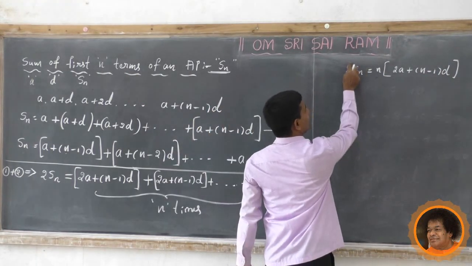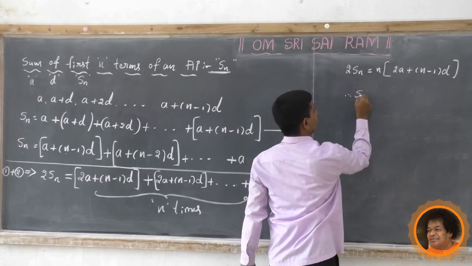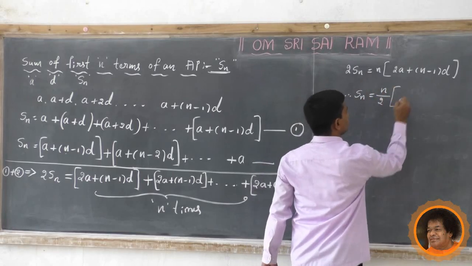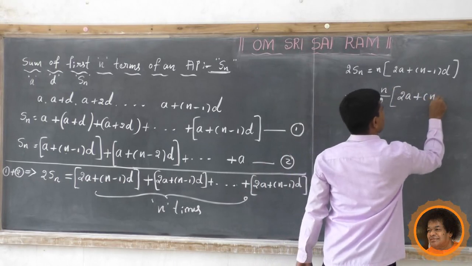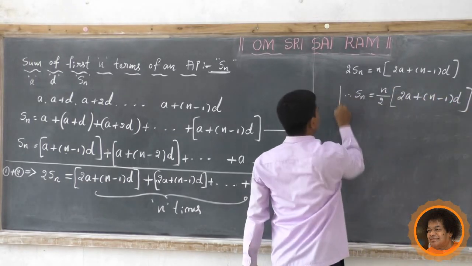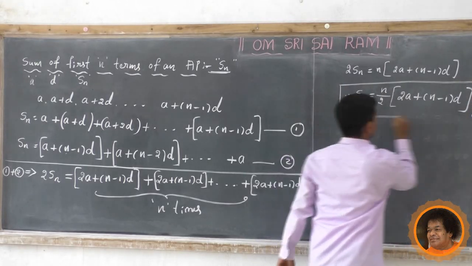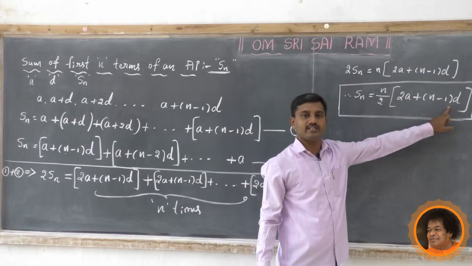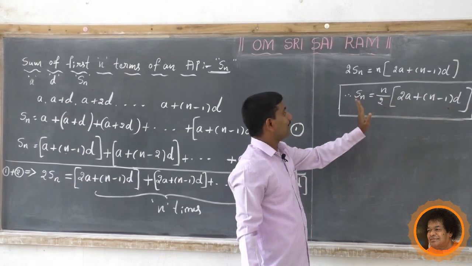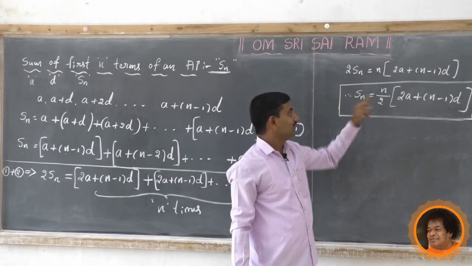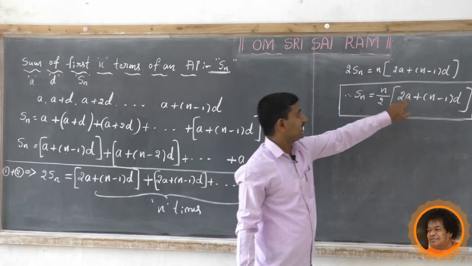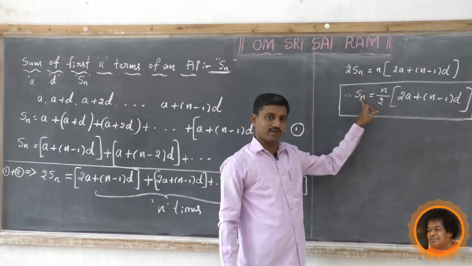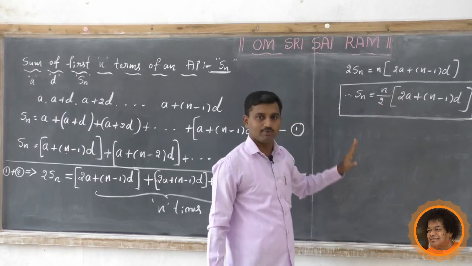So therefore transpose the coefficient term. So Sn is equal to n, now transpose n by 2 into 2a + (n - 1) into d. So this is the formula. Sn = n/2 into [2a + (n - 1) into d]. So this is the formula to find the sum of first n terms of an arithmetic progression. Here n means number of terms, a first term, d common difference, Sn sum of n terms of an arithmetic progression. I think this formula is clear.